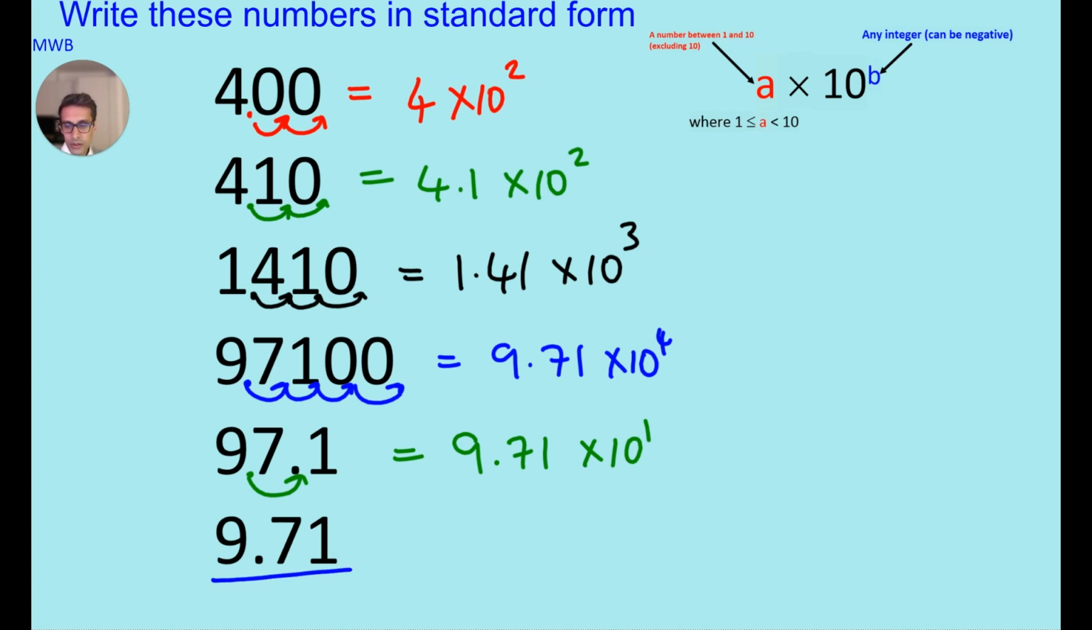And then the last one, you may have noticed that actually this is already between 1 and 10. So the decimal doesn't move anywhere. It moves 0 places. So this is going to be 9.71 times 10 to the power 0. Now you do have to write that 0 there to show it's in standard form.